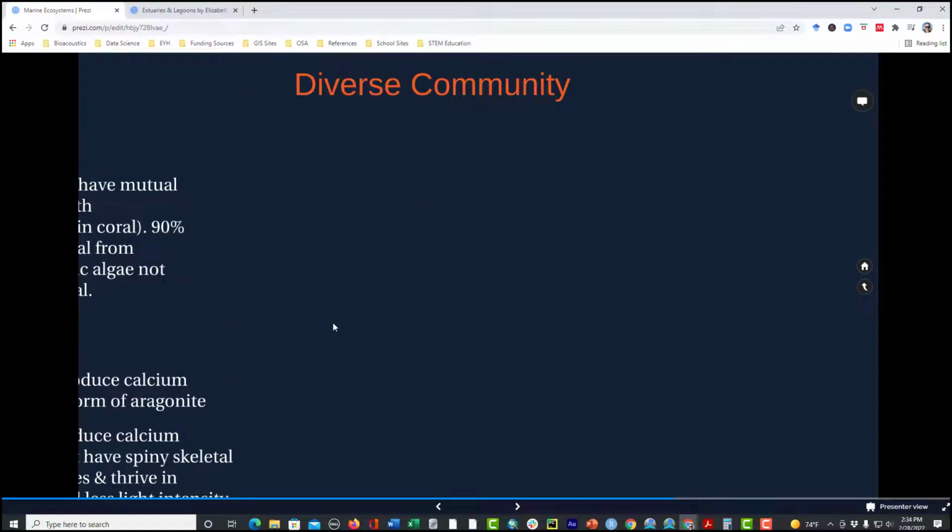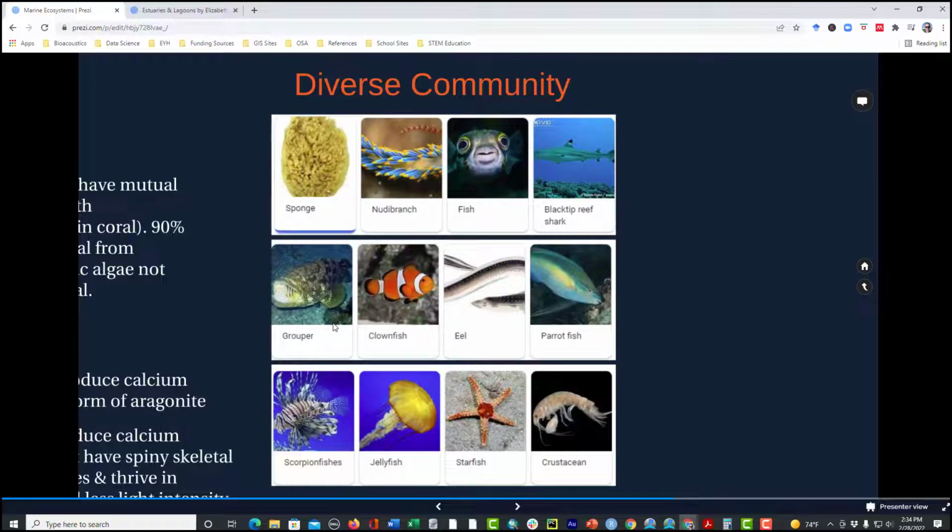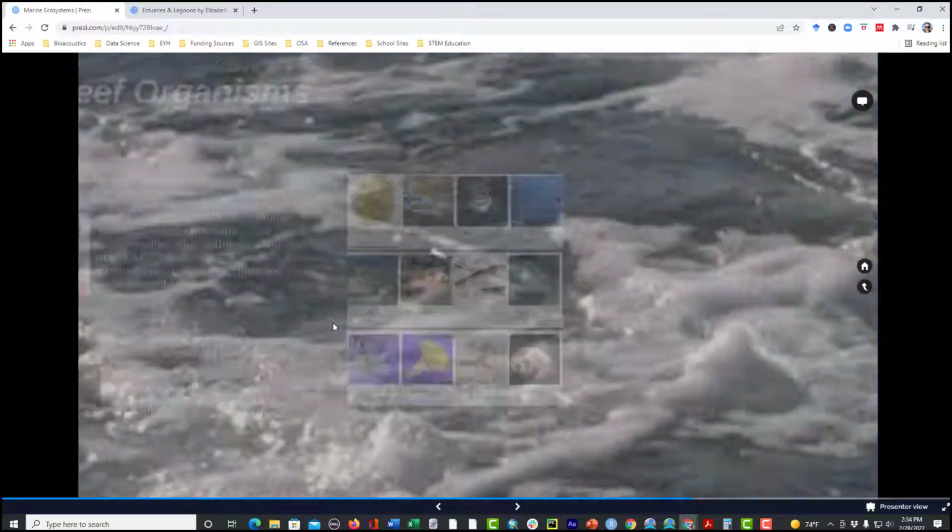However, the coral reefs, whether they be in tropical or deep colder water regions, are going to provide a home to a very diverse community of organisms. So these are just a few examples of organisms that can exist within mostly the tropical coral reefs, actually, for this particular figure.